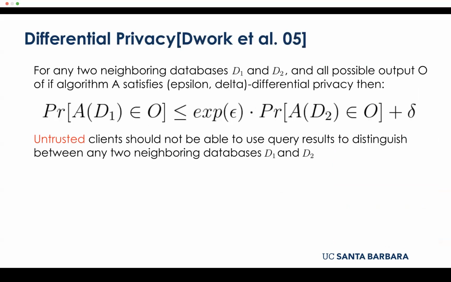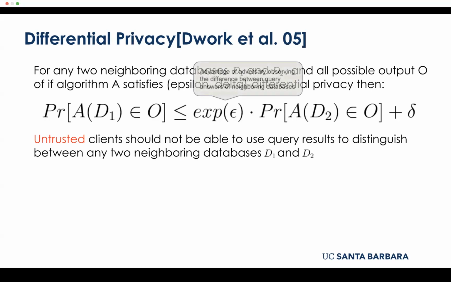Differential privacy is a very well understood notion. It defines that for any two neighboring databases D1, D2, and all possible outputs, if an algorithm A satisfies epsilon and delta differential privacy, then it satisfies the following inequalities.